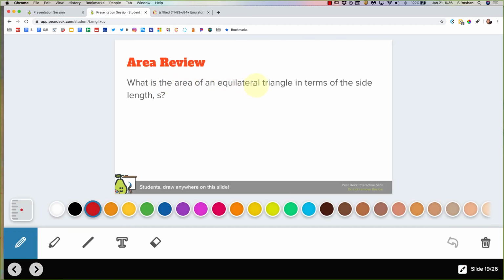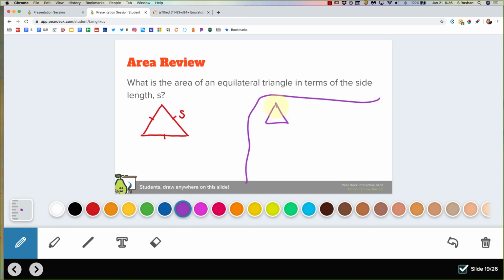What is the area of an equilateral triangle in terms of the side length s? So if I have an equilateral triangle, that means all the sides are the same. Then what is the area of the triangle in terms of the side length s? Well, I kind of have to break it down like this. I have a triangle, right? But I know the area is base times height. And this was 60, 60, 60.